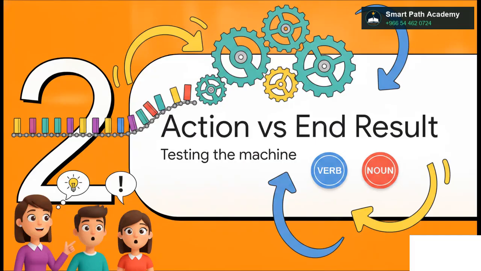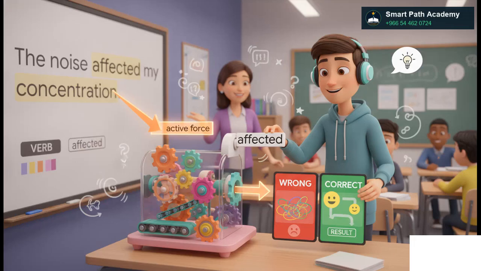Moving on to Section 2, action versus end result. Let's see this in practice. Imagine one of our students is trying to work in a super loud classroom. They take the word affected and feed it into the machine. Why that word? Well, because the noise is an active force, right? It's actively messing with their concentration. It is an action. So we've got to use the A verb affected with its active moving arrows.